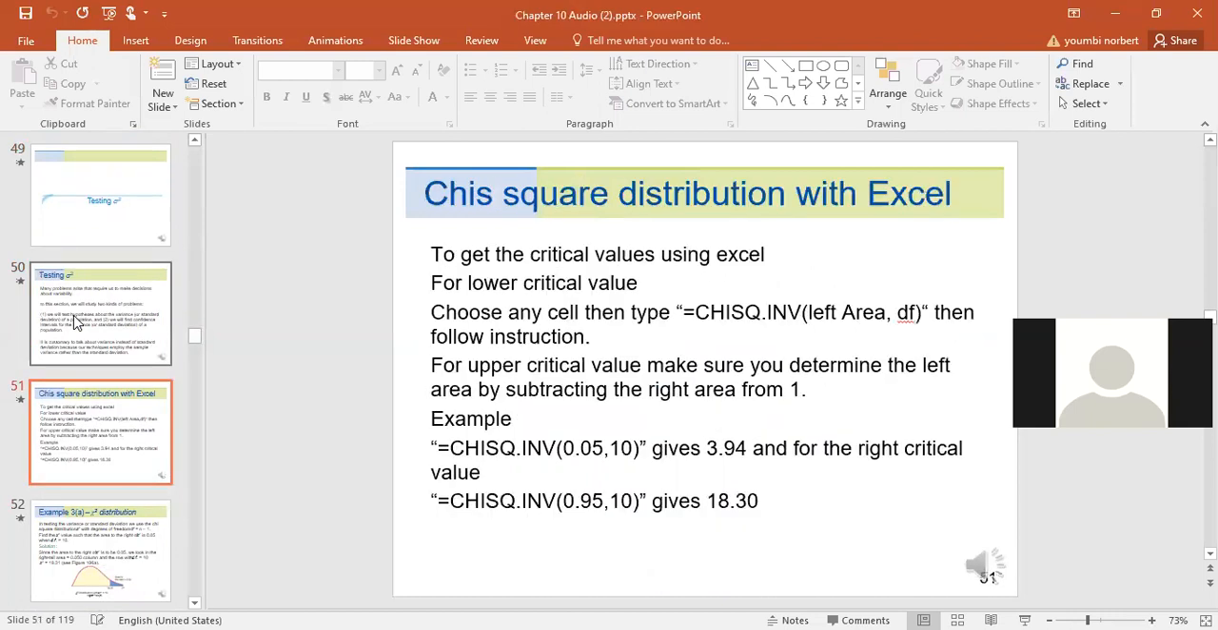First, how to use critical point. You can use your calculator to find the critical point. You just go to chi-square inverse from your distribution, type the area and the degree of freedom, and it will give you the critical point.